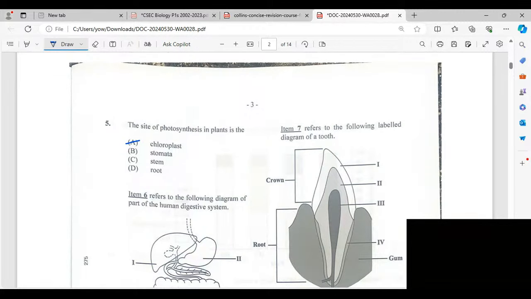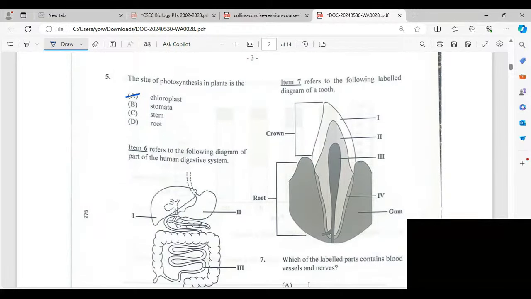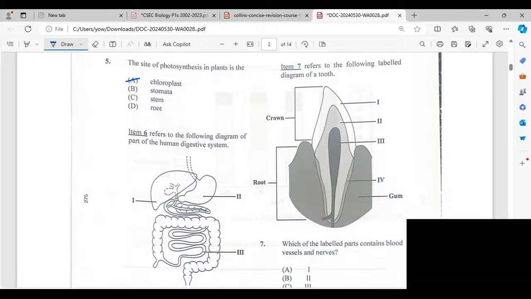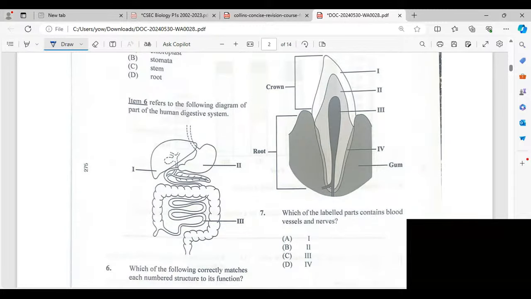Item 7 refers to the following labelled diagram of a tooth. Which of the labelled parts contain the blood vessel and the nerve? We know that 1 is the enamel, 2 is the dentine, and 3 is the pulp cavity. So therefore the pulp cavity will be C.